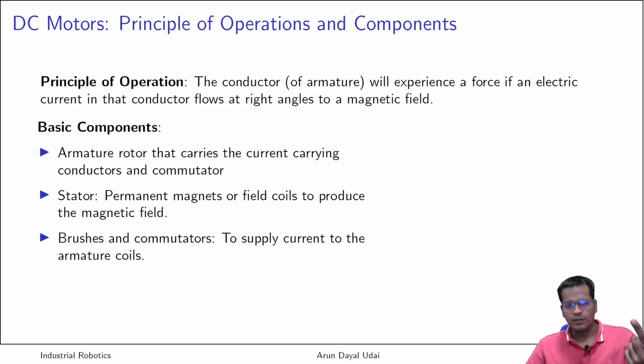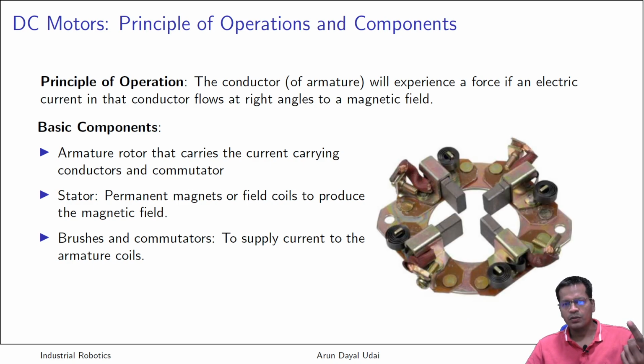When assembled, it will look something like this. You have springs that push the carbon brushes inside, and inside you will have something called the commutator. The rotating commutator will have contact one by one with these brushes. Got it? So these are the different parts which make up your DC motor assembly, that go inside.